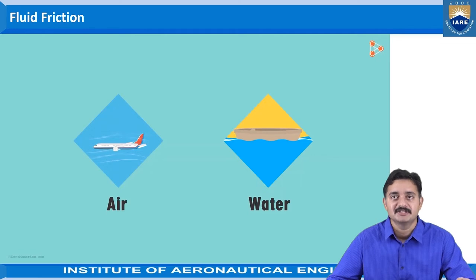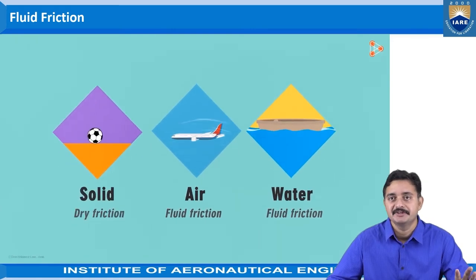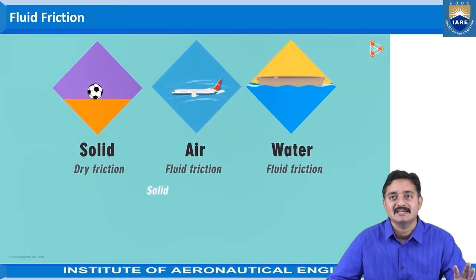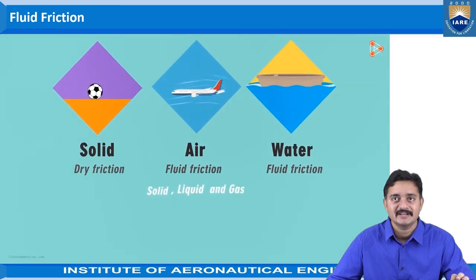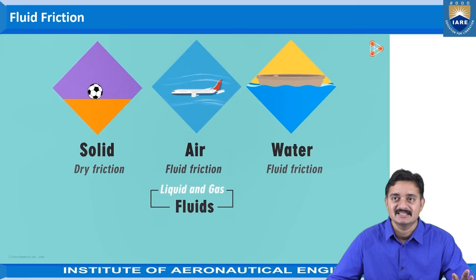Coming to fluid friction, we can say air and water are considered as fluids. Matter can be solid, gaseous or liquid. Solids will have dry friction, which is called contact point solid friction. Then air and water will have fluid friction. So fluids are the liquids and gases. Liquids and gases are considered as the fluids.